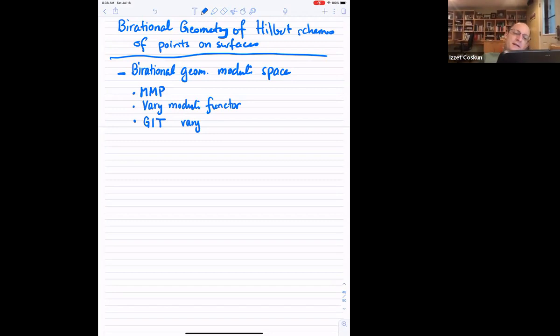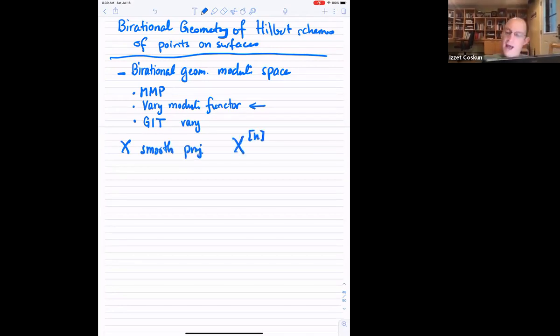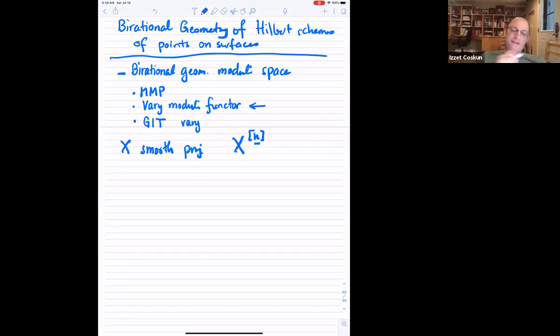So initially, when we started thinking about this almost a decade ago, the question was, how do you vary the moduli functor when you're thinking about the Hilbert scheme? Let me remind you, we have X a smooth projective surface, and Xn is the Hilbert scheme of n points on X. It seems like there isn't all that much you can vary because the invariants here are discrete. It's not like you can vary this n and get totally different spaces. So what is it that you can do?